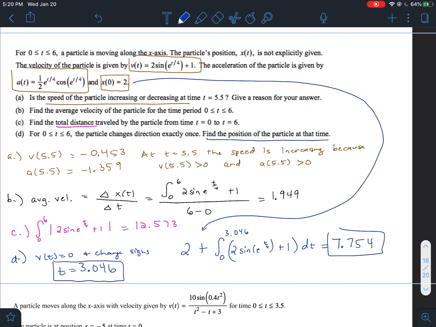Well, the particle changes directions when the velocity is equal to 0 and changes sign. So that on the graph happened at 3.046. So this is the time, 3.046, when the particle changed directions. So we're going to integrate from 0 to 3.046, and that'll be the displacement of the particle between that time. The initial condition at the start of the problem, the position of the particle is 2. So at the very start, you are already 2 units in the positive direction. So we're going to take 2 plus the displacement that accumulates between 0 and 3.046, which ends up being 7.745.